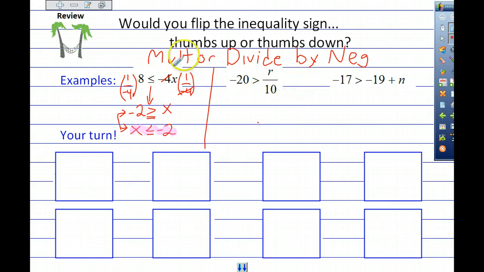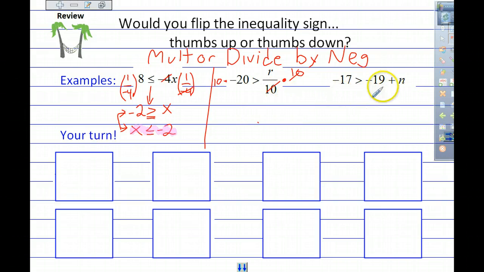Do you have to multiply and divide by a negative here? Thumbs up, thumbs down? Seeing some no's, good. Lots of no's? Yeah. Because on here you have to multiply by positive 10 to solve. So there is no multiplying by a negative. It's just a positive. So that's okay.